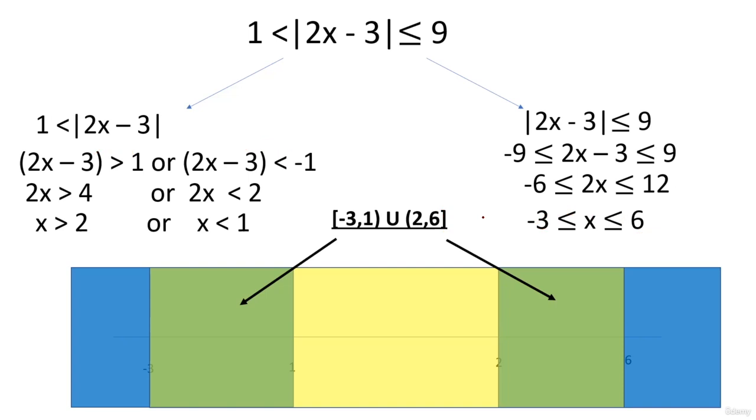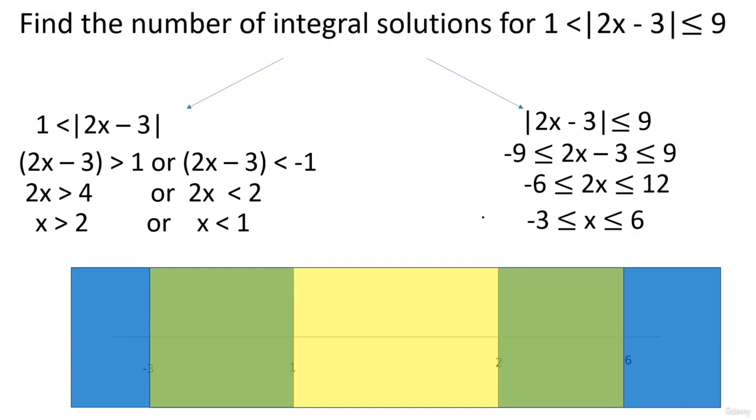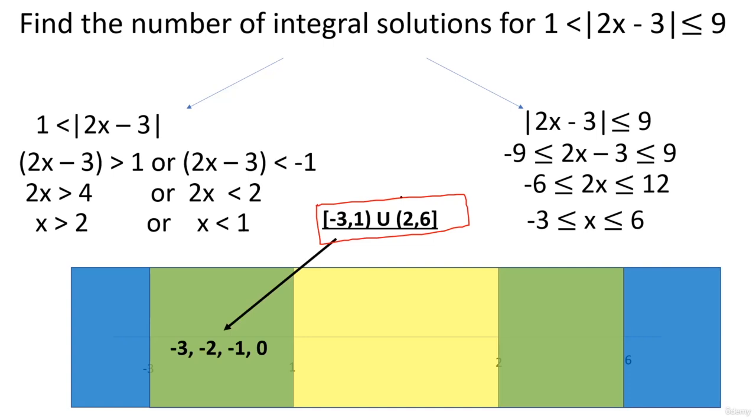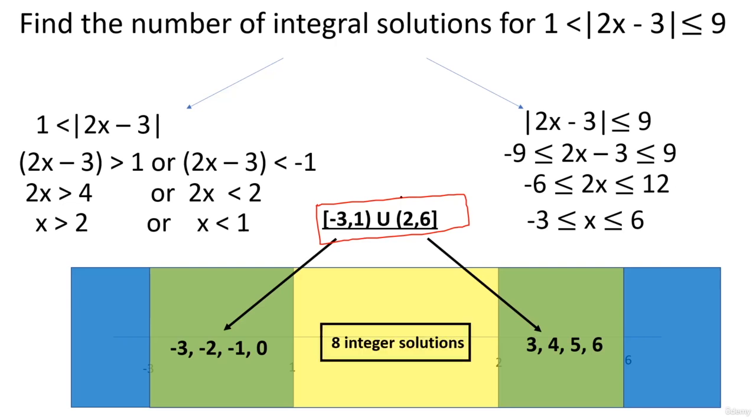A square bracket here, right? Now guys, many times they ask you to find the number of integral solutions for the given equation. If there is such a question, what do we do? First we solve and get the answer, minus 3 to 1 union 2 to 6. And here we count how many integers are in our answer, right? So minus 3, minus 2, minus 1 and 0. 1 should not be included for x, right? So we take all the integers less than 1 down to minus 3. Similarly from 2 to 6, exclusive of 2, we have 3, 4, 5 and 6. We have 4 integers. So 4 plus 4, we have exactly 8 integer solutions for the given question, and that's the answer. Let's go on to the next question, guys.